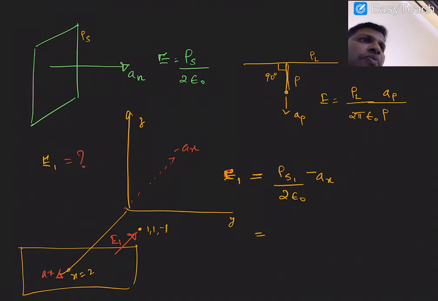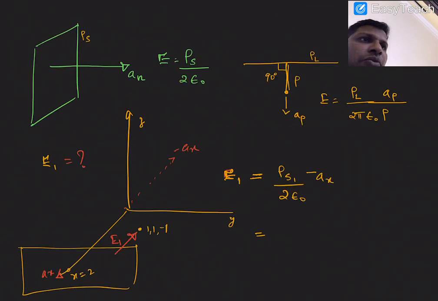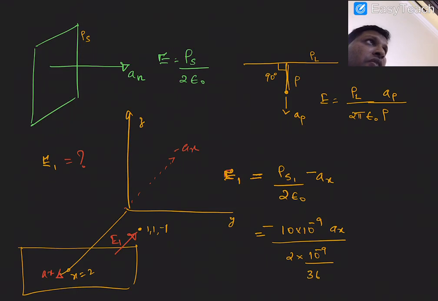What is the charge density? It is given as 10 nanocoulomb. So 10 into 10 power minus 9 into minus AX divided by 2 into epsilon 0, where epsilon 0 is 10 power minus 9 divided by 36 pi. So you will get this answer as minus 180 pi AX.